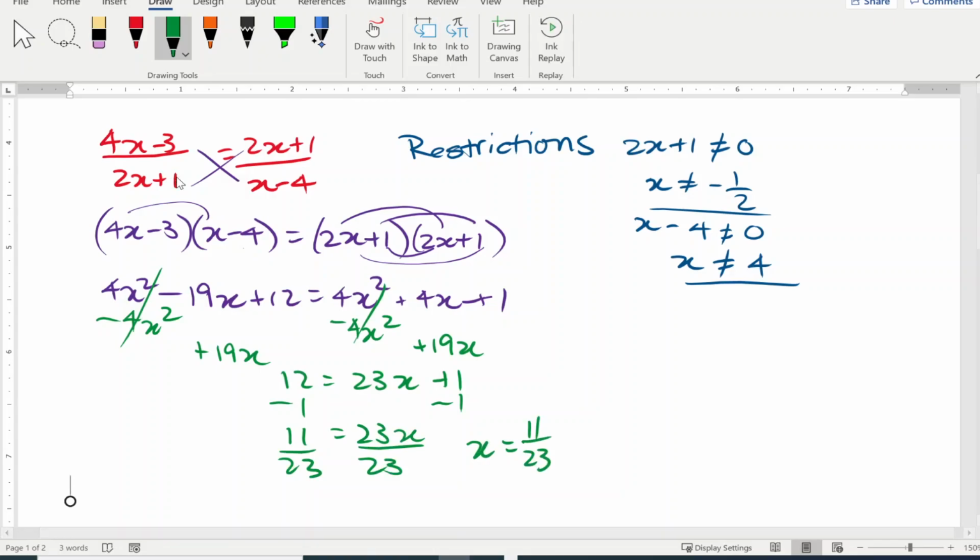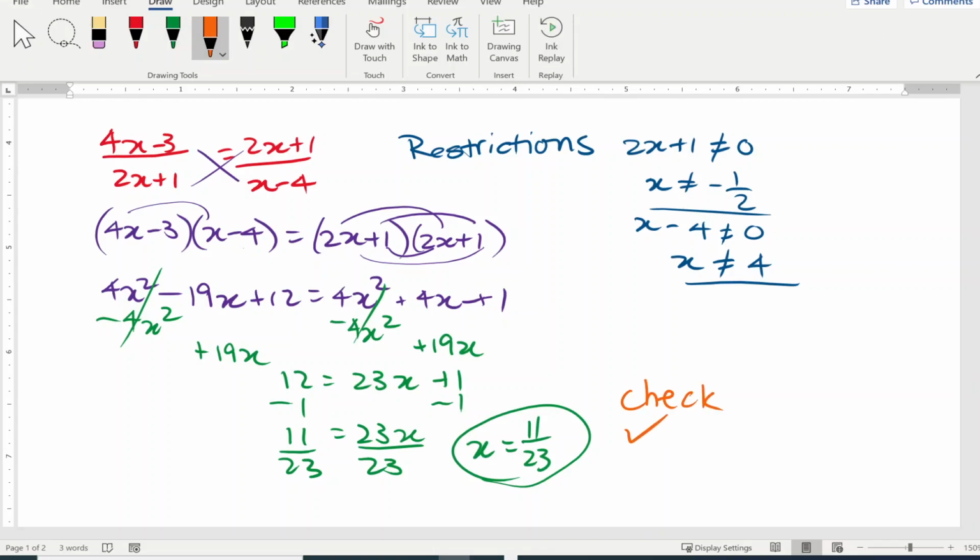Okay, now we should go ahead and double check that. If you plug x equal to 11 over 23 into that equation, you'll find that the equation is true. So you should always double check that.